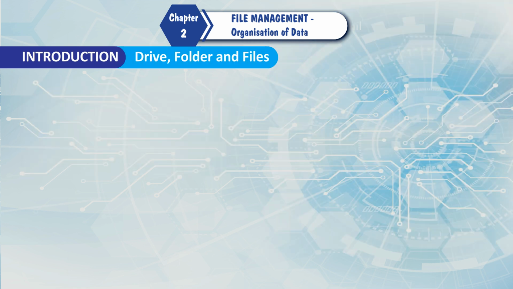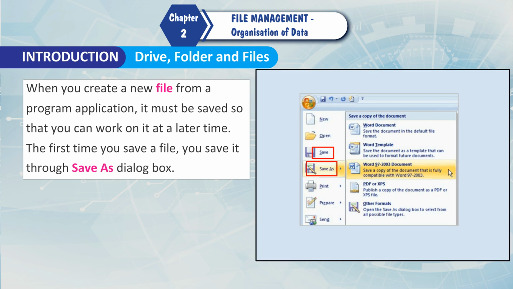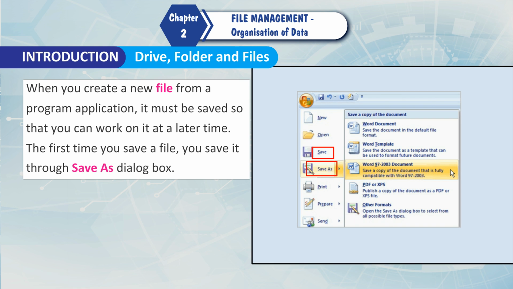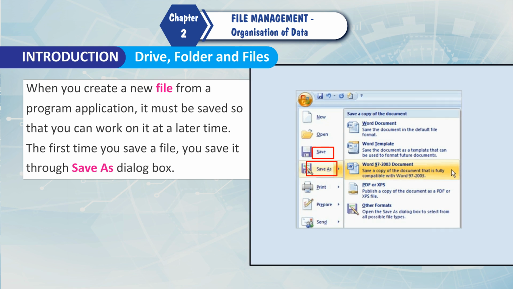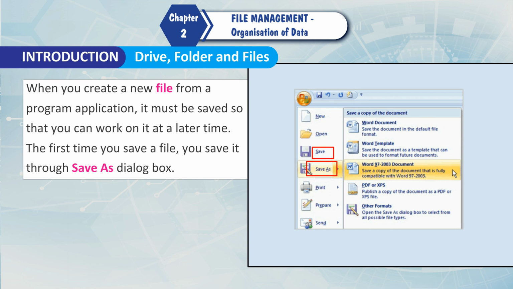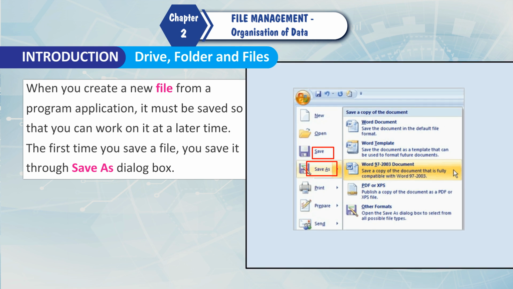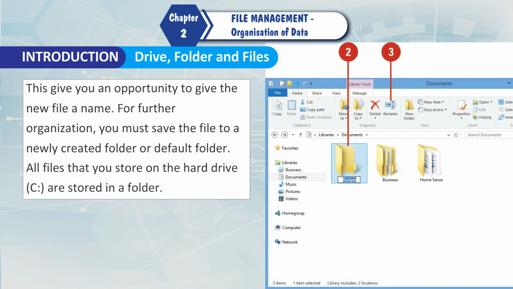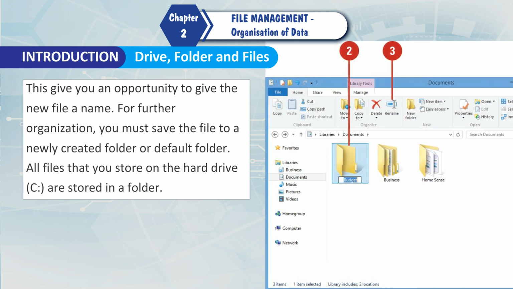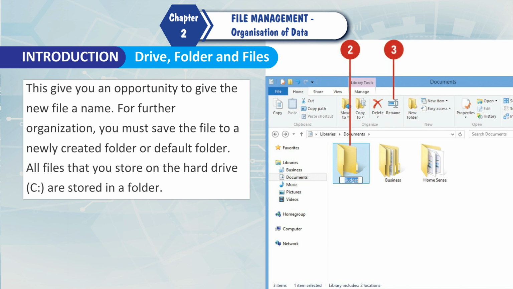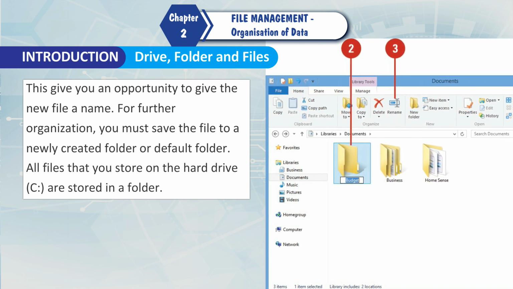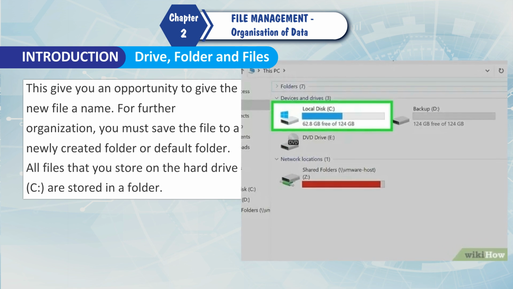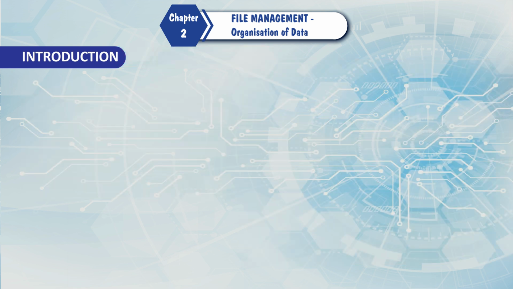Drive, folder and files. When you create a new file from a program application, it must be saved so you can work on it at a later time. The first time you save a file, you save it through the Save As dialog box. This gives you an opportunity to give the new file a name. For further organization, you must save the file to a newly created folder or default folder. All files that you store on the drive C are stored in a folder.